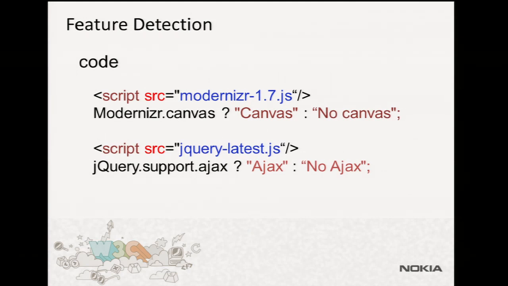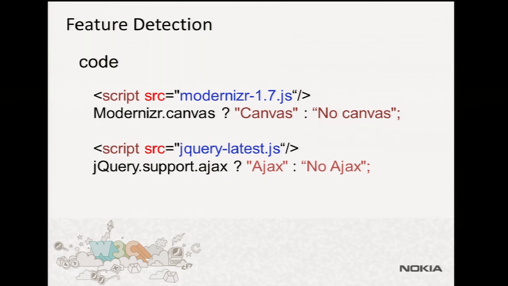So how do you implement that? It's very simple. You include the JavaScript library, query the property Modernizr.canvas. If it turns out true, you have the canvas element in your device implemented and running. If not, you have no canvas. So it's as simple as it can be.